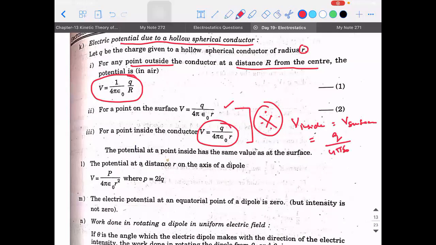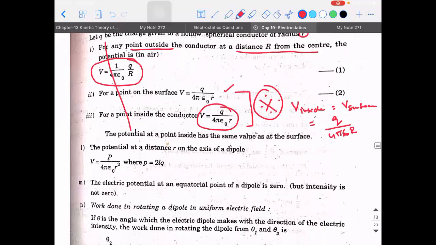So with respect to a spherical shell, V inside is equal to V surface is equal to Q divided by 4 pi epsilon naught small r. Actually, you can remember it like this. Since we use capital R for the radius, you can remember capital R, forget about this. And the potential outside is given by the formula Q divided by 4 pi epsilon naught small r. This is for what kind of an object? It is for a spherical shell. Okay.